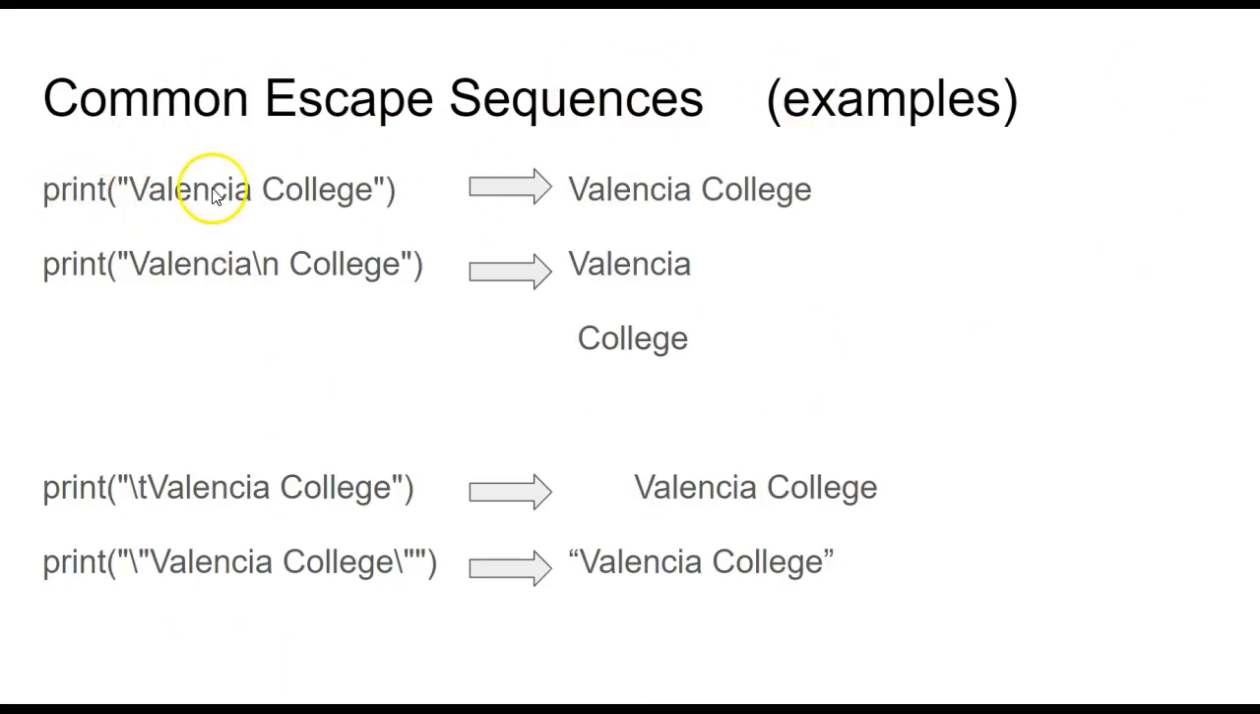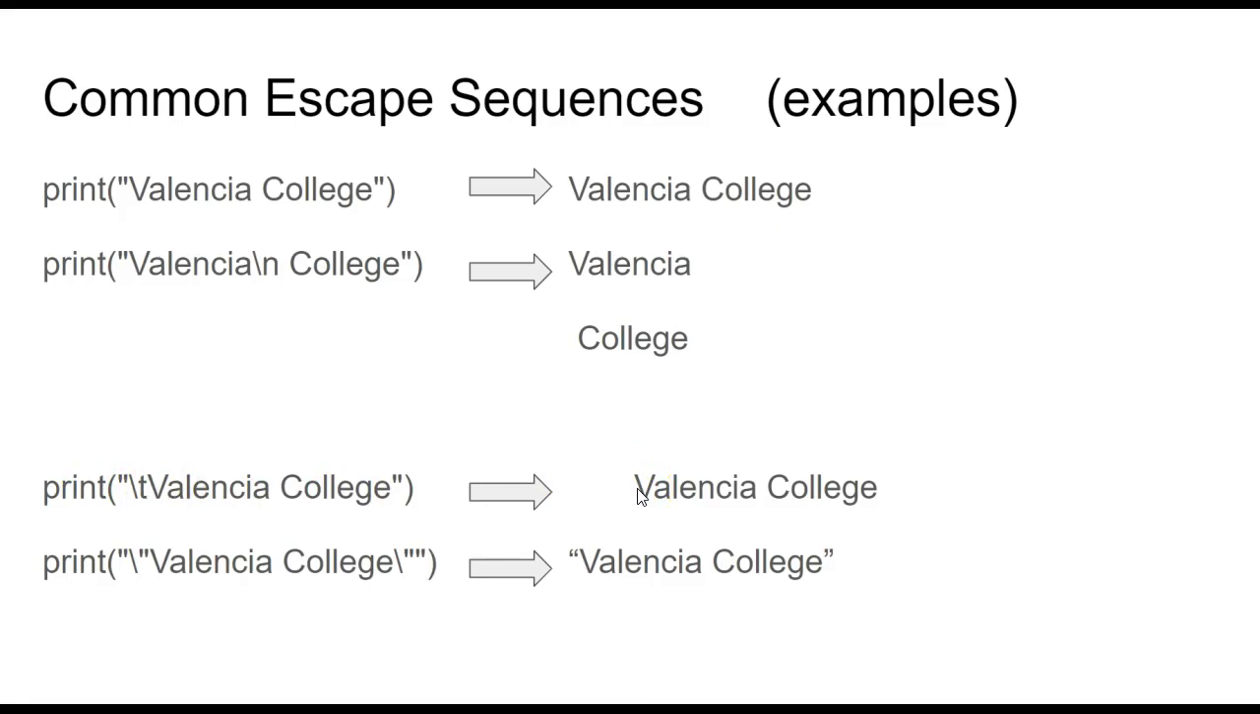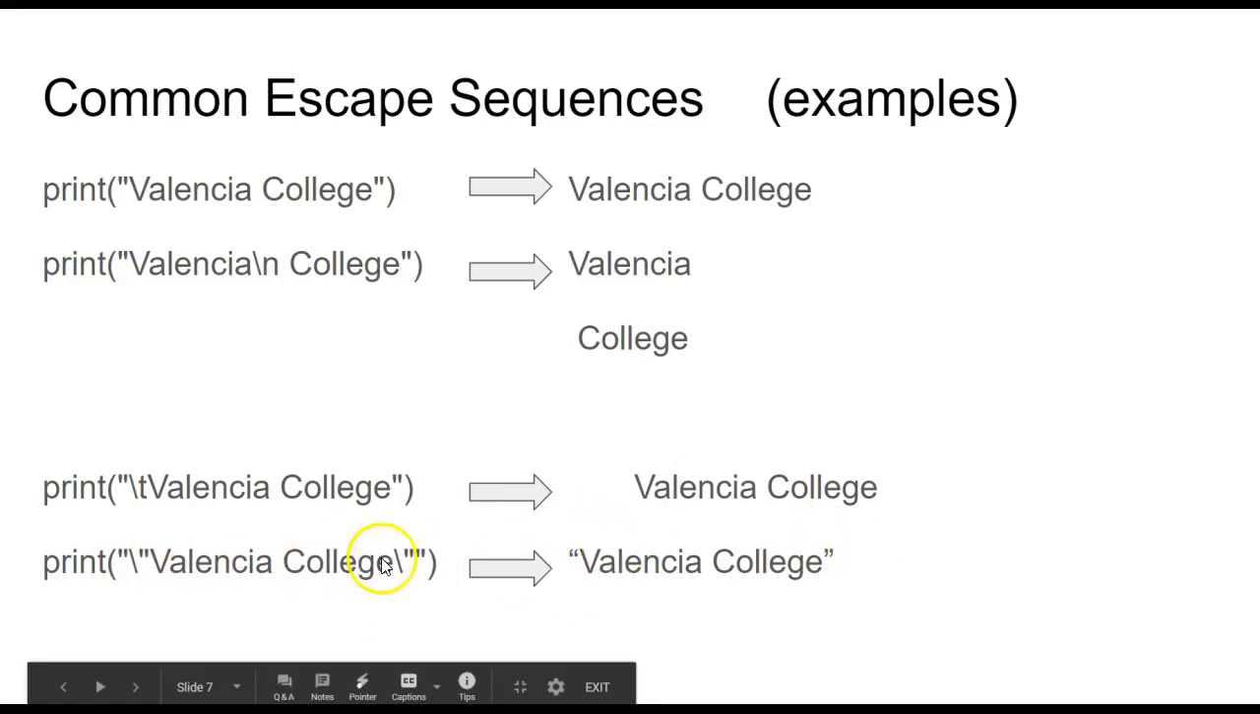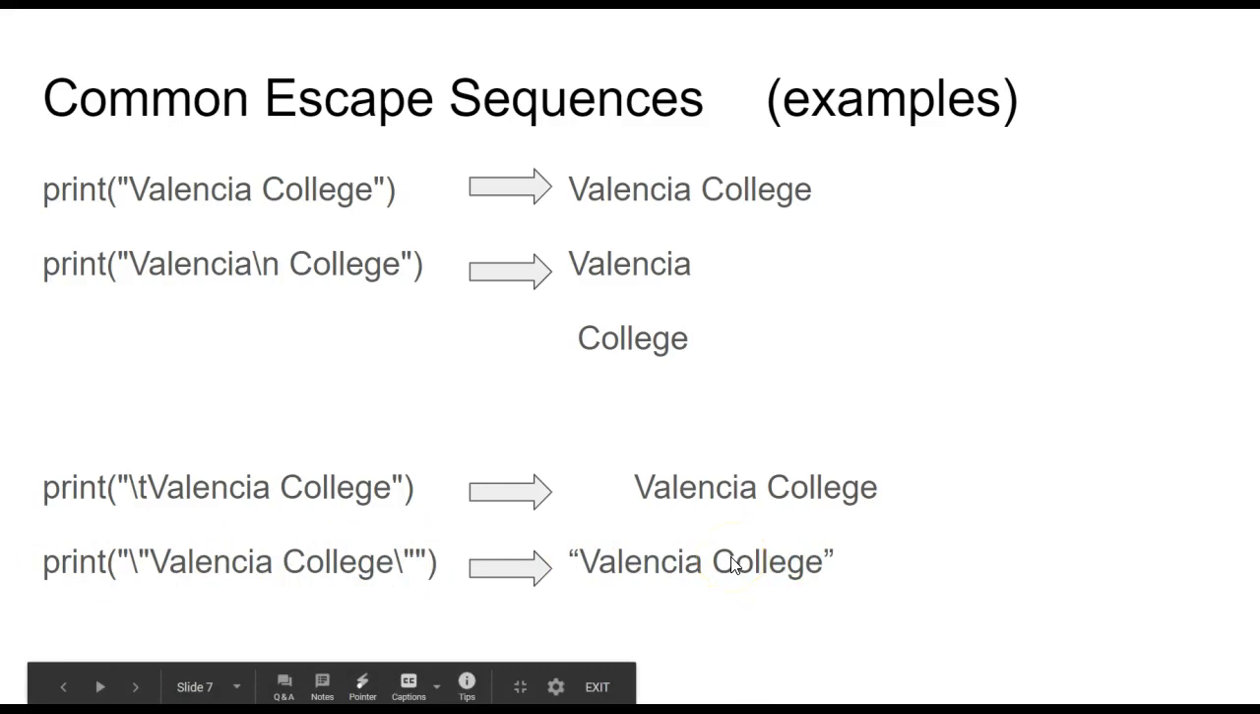So for example, if I type print Valencia College, I'm going to see the words Valencia College. If I type print Valencia backslash n space college, I'm going to see Valencia, then a new line, then a space, and then the word college. Or if I print tab Valencia College, it's going to move it over. I believe the tab is like 8 or 10 spaces depending on your settings. And finally, if I want to put Valencia College inside of double quotes, I need to say escape sequence, double quote, Valencia College, escape sequence, double quote, and then that's my print format string, double quote, and that gets me Valencia College like that.